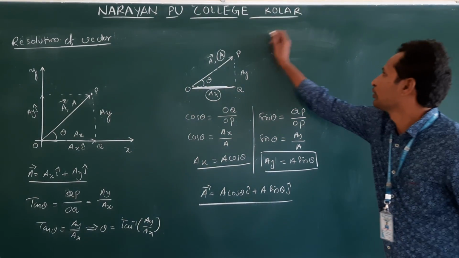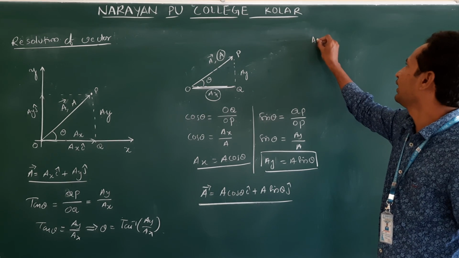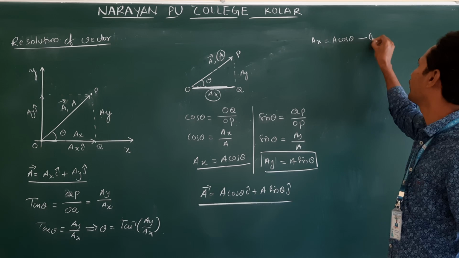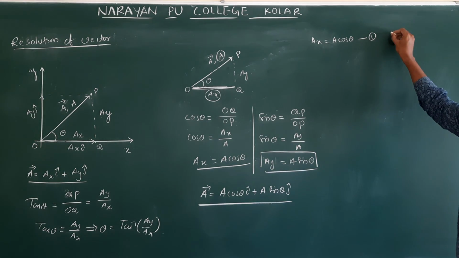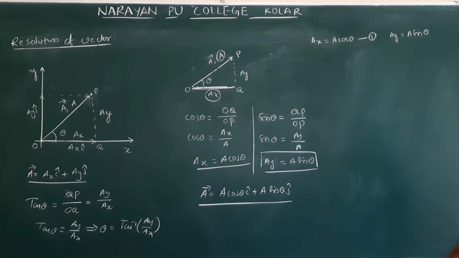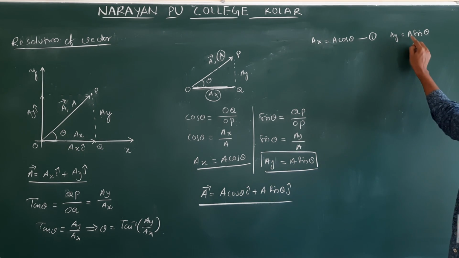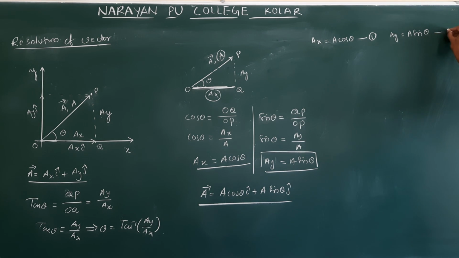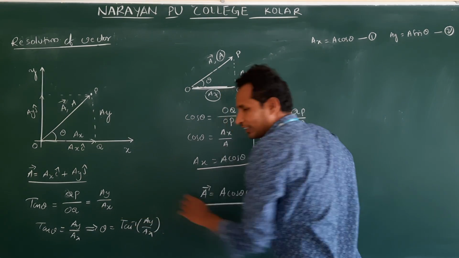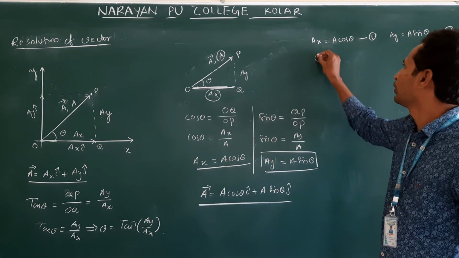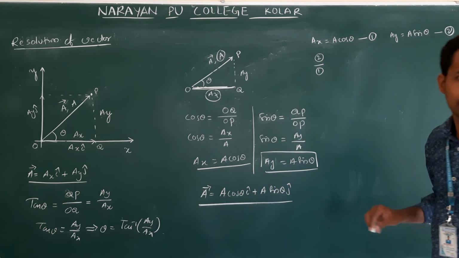Now further discussion. AX, this is the horizontal component, is A cos theta. Consider this equation 1. And AY is equal to A sin theta. Magnitude, here also magnitude, AX horizontal component, AY vertical component. This is equation 2. Already given directly tan theta. Are they correct? See now, if you do equation 2 by equation 1.